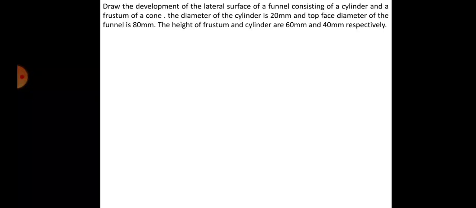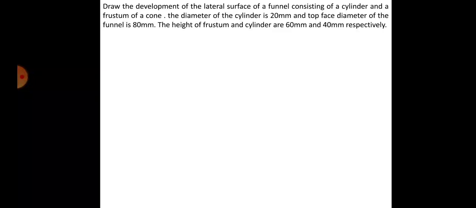It is a combination of two things. One small cylinder on the bottom and the top portion is actually a cone. The diameter of the cylinder is 20 mm and the top face diameter of the funnel is 80 mm. The height of the frustum and the cylinder are 60 mm and 40 mm respectively. They have given you the dimensions, they have not given you the sketch. So what you have to do is first draw the drawings to the actual dimensions, because otherwise you cannot draw the development. Based on the dimensions, we have to do the development of this particular funnel.